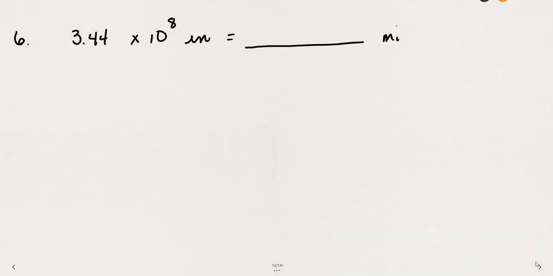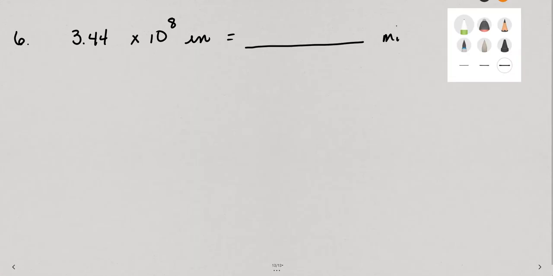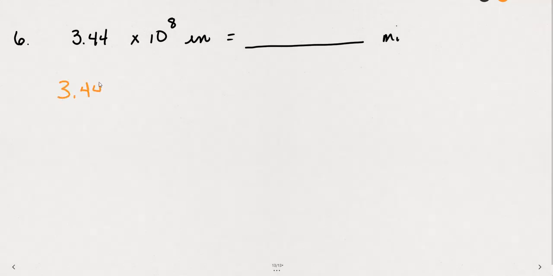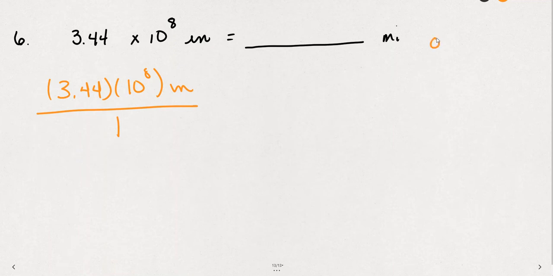Let's look at the last problem. How many miles are in 3.44 times 10 to the 8th inches? If you are given that there are, what is it, 0.61 miles in 1 kilometer, if we use that, let's see what we get here. We'd start with a 3.44 times 10 to the 8th inches, put that over 1, and we can use, what would we need? We've got this 0.61 miles in 1 kilometer.